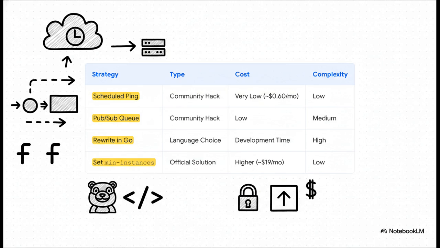A more robust hack uses a Pub/Sub queue, which lets you instantly acknowledge a request while a different process handles the heavy lifting in the background. Now, for maximum performance, you could go all out and rewrite your app in a compiled language like Go. It starts way faster because it doesn't need a runtime to interpret the code. And then you've got the official fix, setting min instances to 1. It's by far the easiest solution, guaranteeing an instance is always ready, but it does come with a dedicated monthly cost.